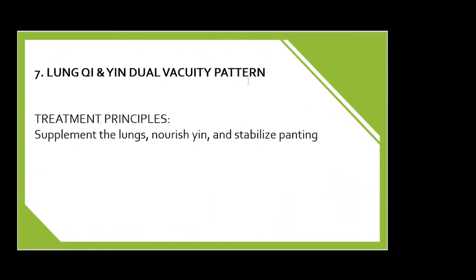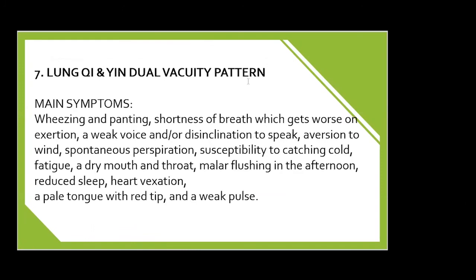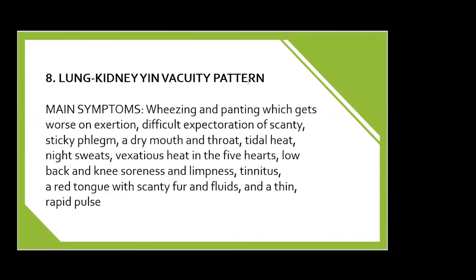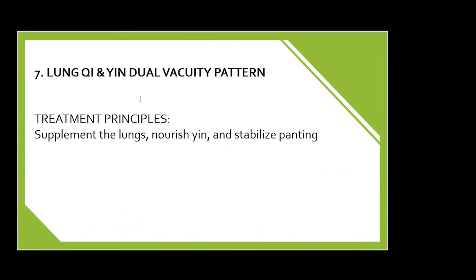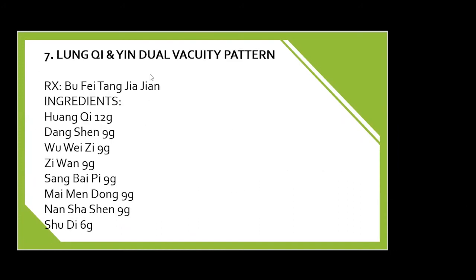I'm missing the acupuncture part, but generally speaking, to tonify lung qi, we can use the yuan source point of the lung, Lung 9, and we also can use the back shu point of the lung, Bladder 13.